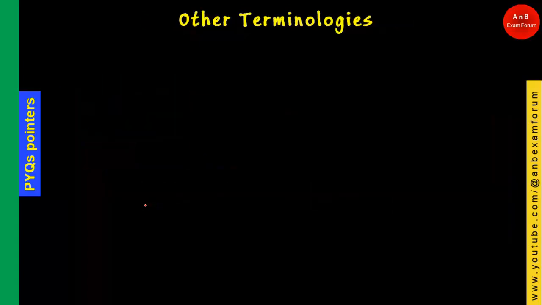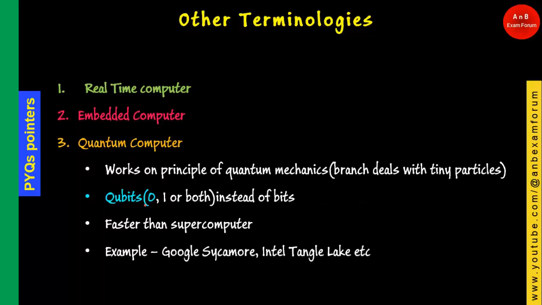Coming to other terminologies like real-time computer, embedded computer, and quantum computer. The real-time computer, as the word suggests, is one where the output should be produced in real time.